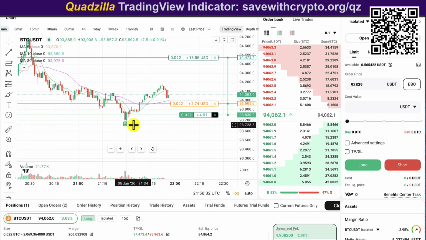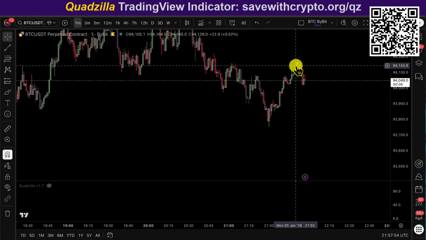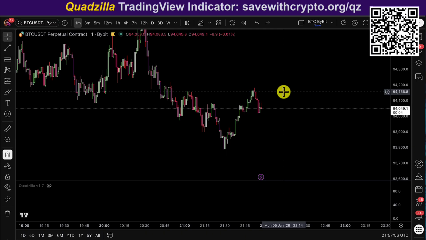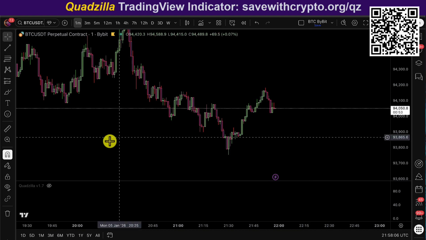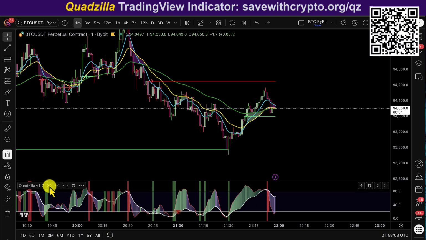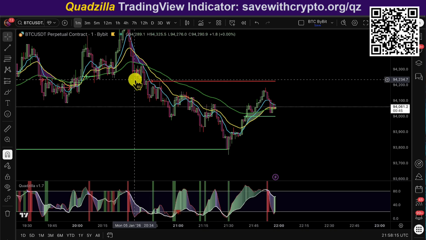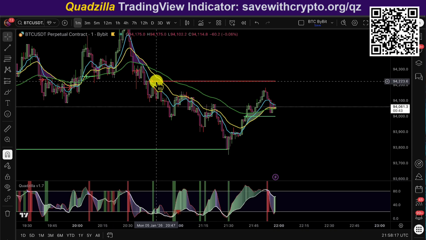Now just while we're here, why did I know about that level there? Well, that's because of our indicator, which is called Quadzilla. Let's take a look. So this is the 1 minute chart. This is Bitcoin USDT. This is actually the ByBit chart. I don't think there is actually a BitBaby chart on TradingView at the moment. So we'll use the ByBit one instead. And if we put on our indicator, you can see what it adds is this momentum oscillator down here with a few extra things, and also various EMAs up here, and these retracement levels.